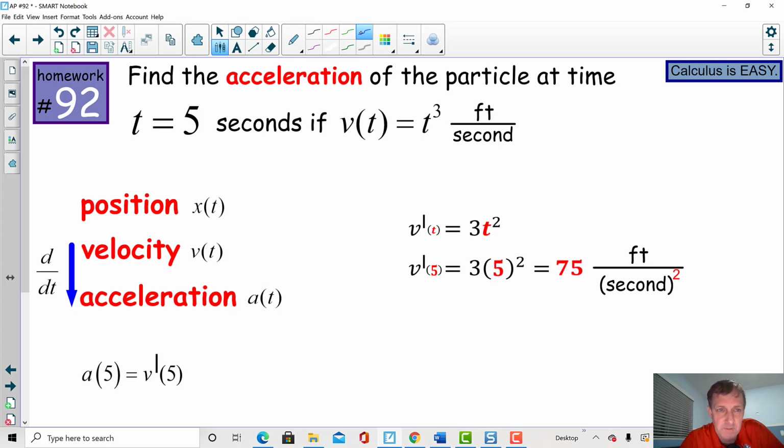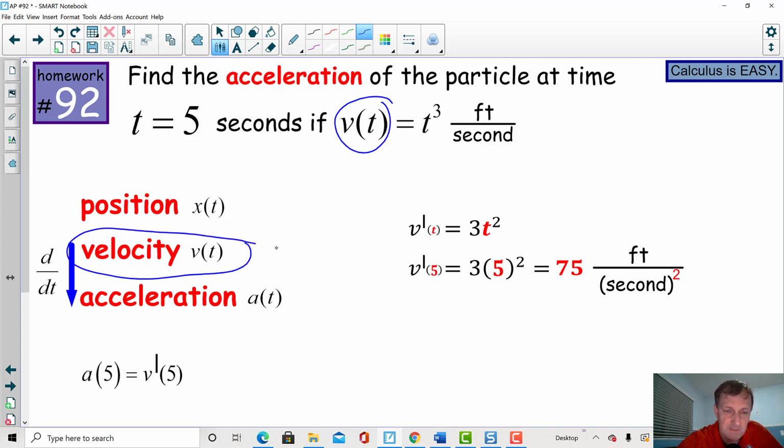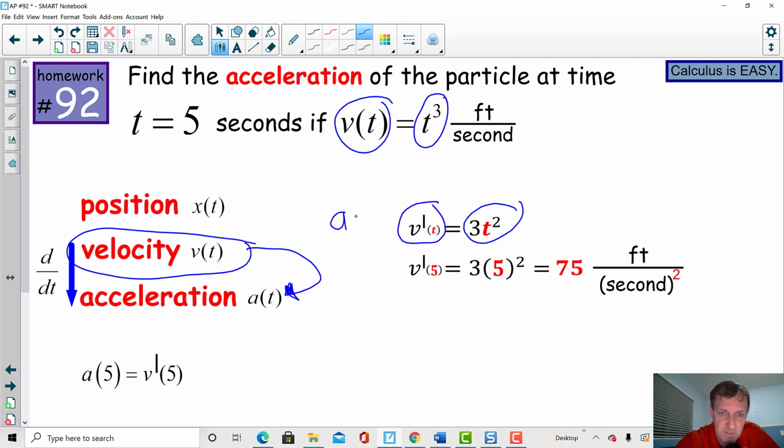All right, this example is almost exactly the same thing. Here it says find the acceleration when they give you the velocity. So again, we're just doing one derivative. We have the velocity. We need the acceleration. So we're just going to do one derivative. So we're starting with t to the third. We do one derivative, and that's going to give us 3t squared. So that's v prime of t, which is again the same thing as the acceleration. So we could also call this a of t if we wanted to.